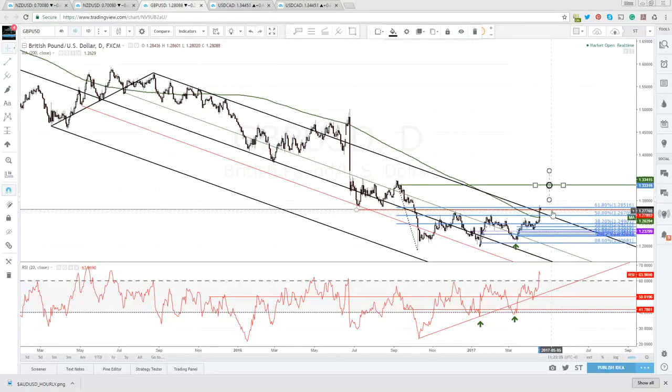We are in need of a pullback for sure, pending any unexpected news, of course. Where would I be looking at? Of course, the 50%, 2670s just sticks out, not only because it's a fib. Well, 50 is not a fib, but 50% retracement, because that horizontal level is quite interesting. If we get down there by that time, the 200 will probably come in around that level too.